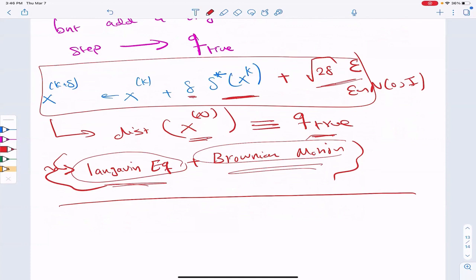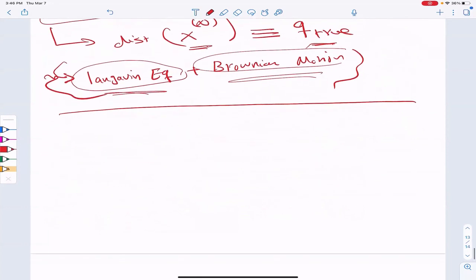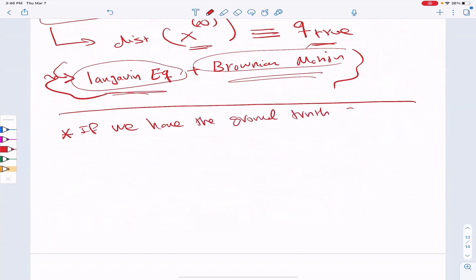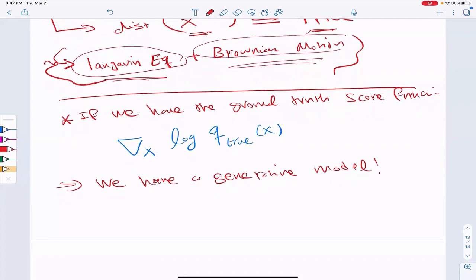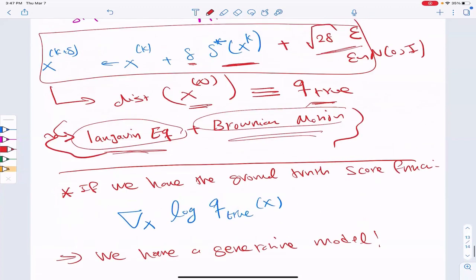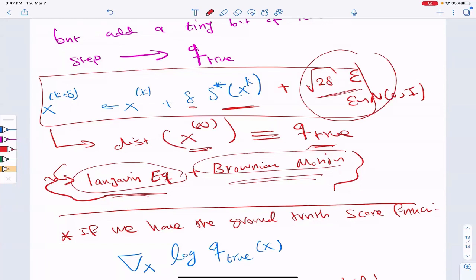So if we have the ground truth score function, meaning that I have the gradient of log of my ground truth distribution, then we have a generative model. Because I can start with some samples from a normal distribution, I can follow my score and add a little bit of Gaussian noise, a scaled version of it at each step, and then after a few steps, I will converge to the ground truth distribution. Basically, samples that I have will be samples from that distribution. It's a generative process.